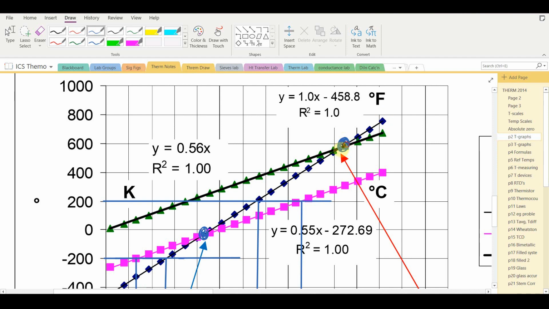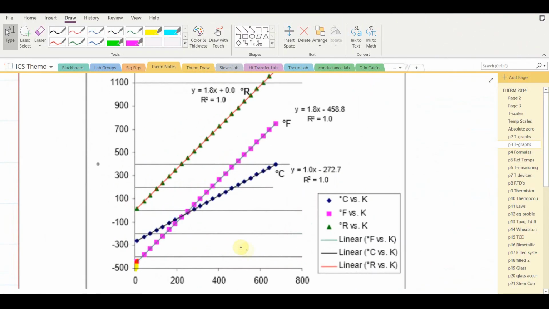So at any temperature below this point of intersection on the Fahrenheit-Kelvin scales, a Kelvin temperature is actually colder than the same Fahrenheit temperature. Any temperature above this point of intersection, a Kelvin temperature is actually hotter than the same value in a Fahrenheit scale.